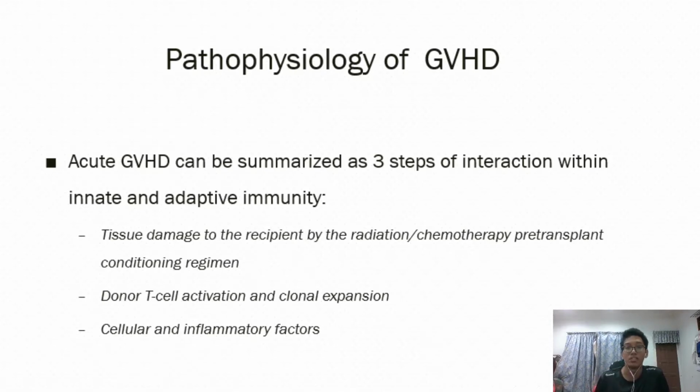Next is the pathophysiology of GVHD. Acute GVHD can be summarized as 3 steps, which involve the interaction within the innate and adaptive immunity, which we learned from our basic immunity. The first step is tissue damage to the recipient by the radiation or chemotherapy of the pre-transplant conditioning regimen. The second step is donor T cell activation and clonal expansion. The third step is cellular inflammatory factors.